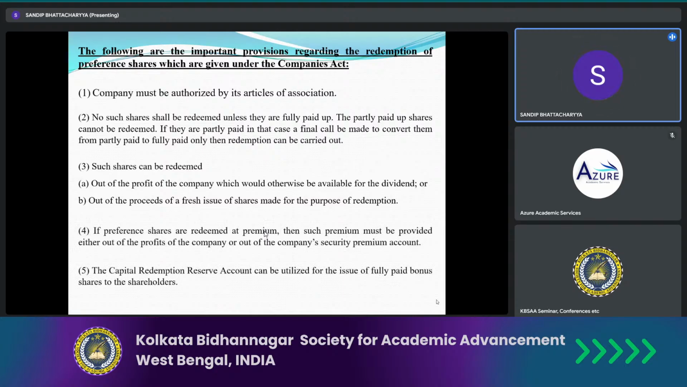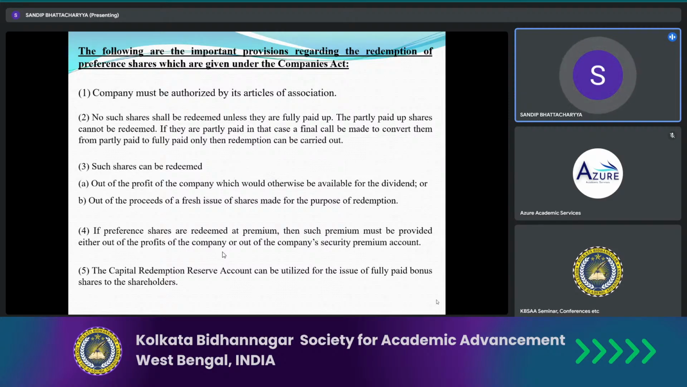Then, if the preference share is redeemed at a premium, such premium must be provided either out of the profits of the company or the securities premium account. Now, you may issue preference shares at a discount, at a premium, or at face value, whatever it may be. But when you redeem your preference shares, it can be either at a premium value or at face value.